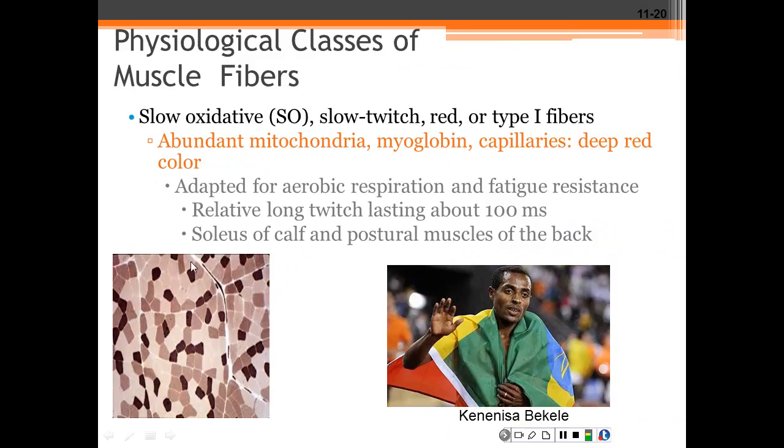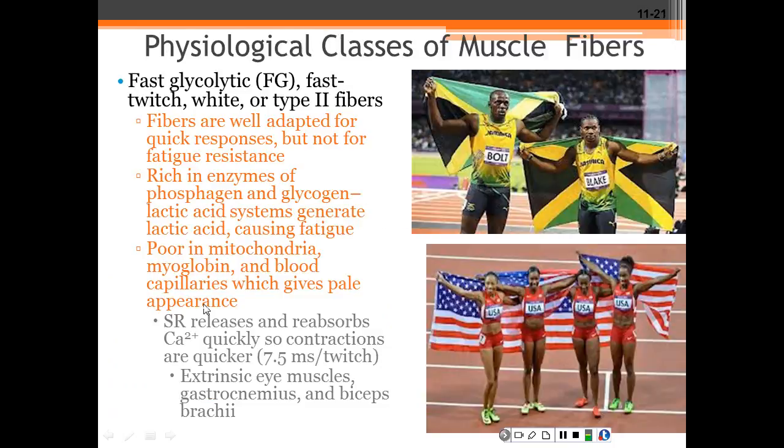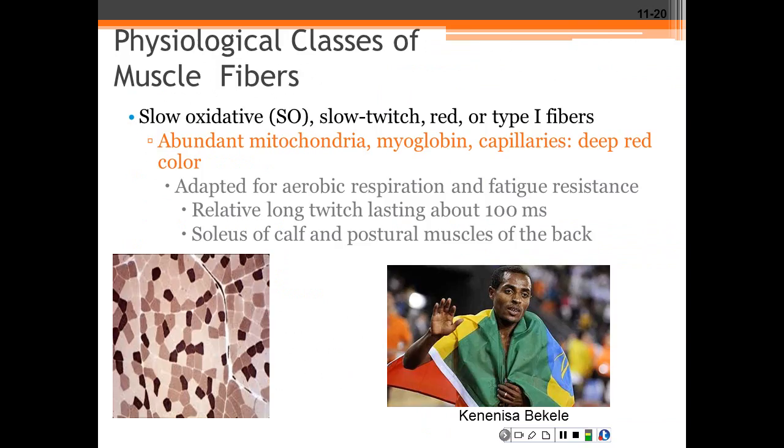The fast twitch will have more of these pale-looking fibers. So I'll usually use this lighter pink in this particular slide. We do have those that are fast twitch A and B, and usually those are the ones that you'll see with this type of slide here.